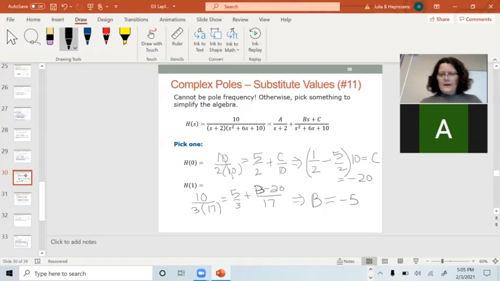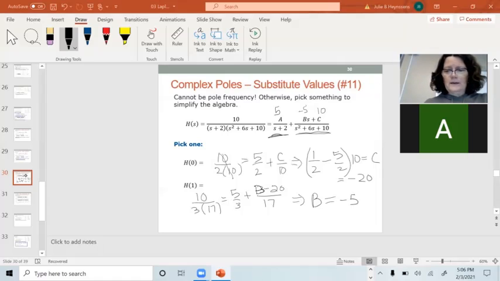Okay, so we have a value of A. What was A? A was 5. We got that before using residues. We got B is -5, and we've got C is 10. Where would we go from here? This is just going to be an exponential, 5e to the -2t. This one right here, I've got to put it in the form of those damped sines and cosines, just like we did on the last problem.